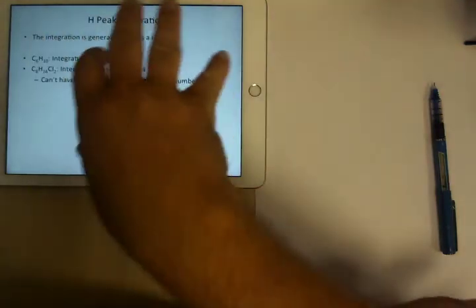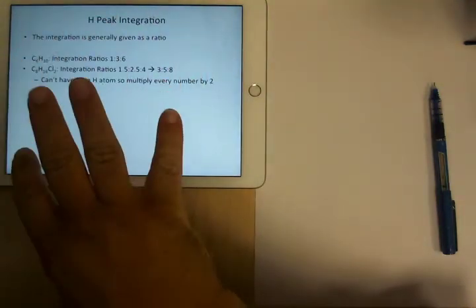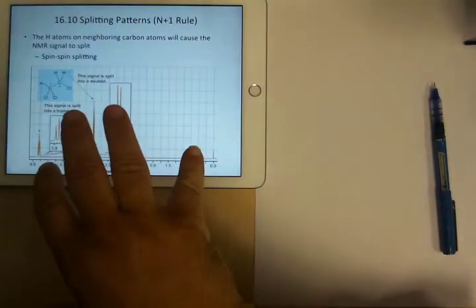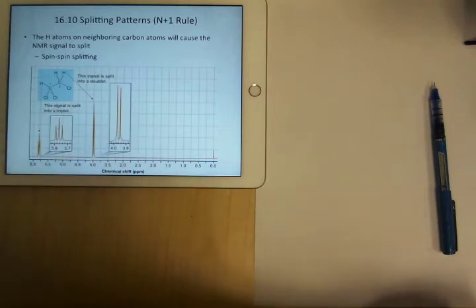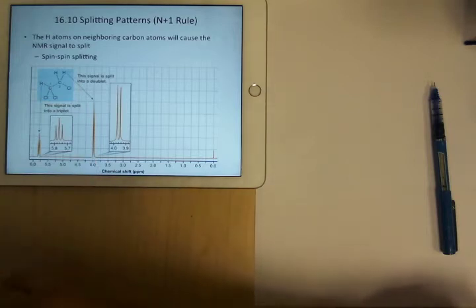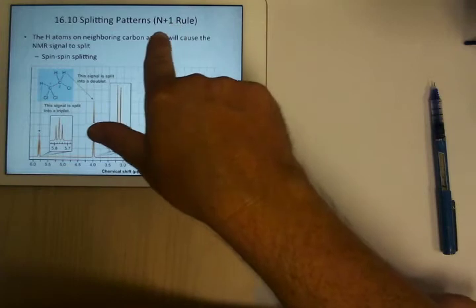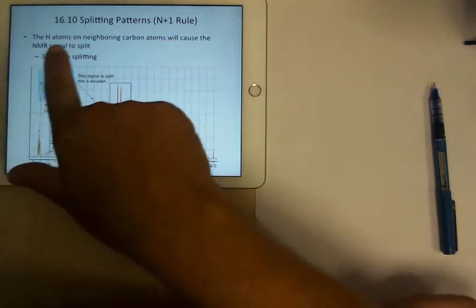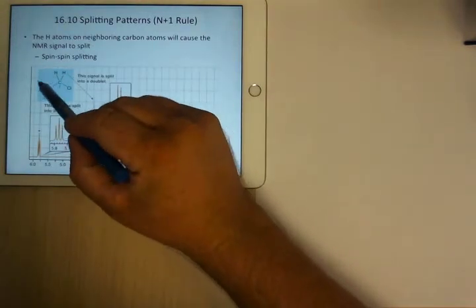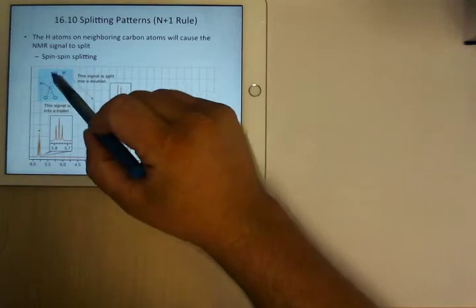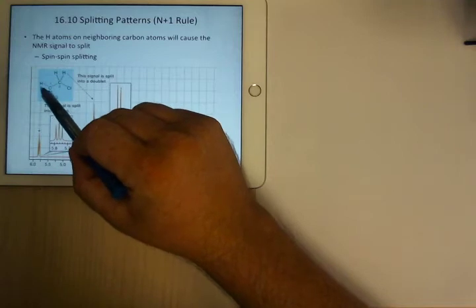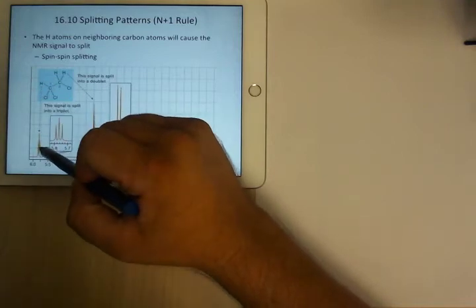Okay, so the integration is going to tell you how many hydrogens are represented by that signal. The splitting pattern, now this is one of the weirder concepts, will actually tell you how many neighbors are next door. It's the n+1 rule, the neighbor plus 1 rule. So this carbon here has this 1 hydrogen. It's in a different chemical environment than this one, because this carbon has 2 chlorines and this one only has 1. So this hydrogen is going to integrate to one hydrogen.